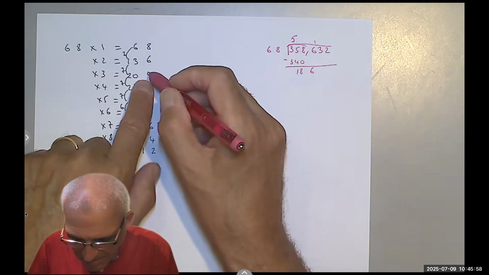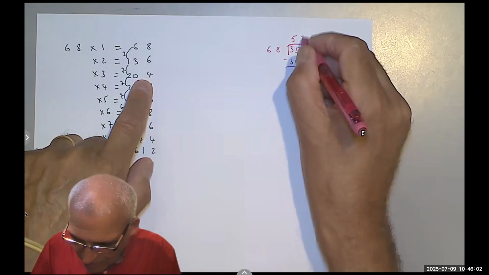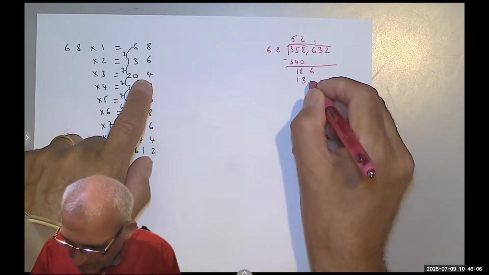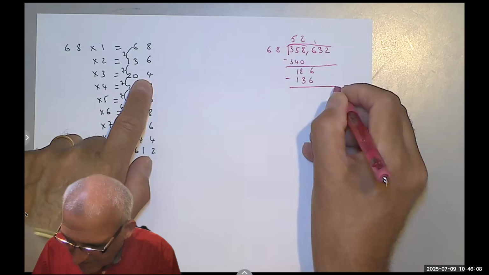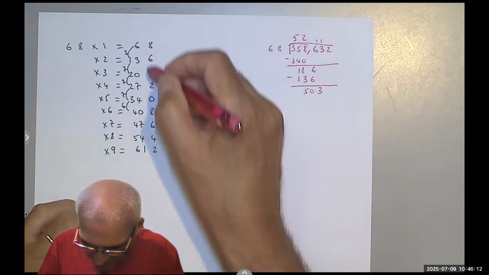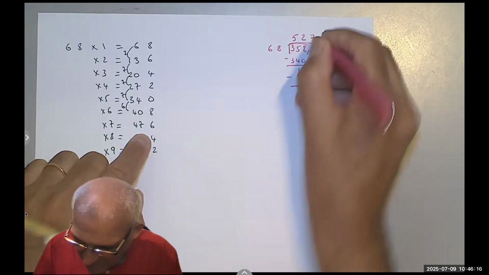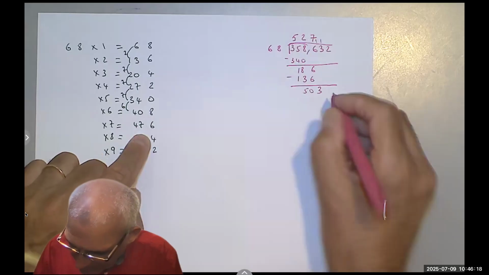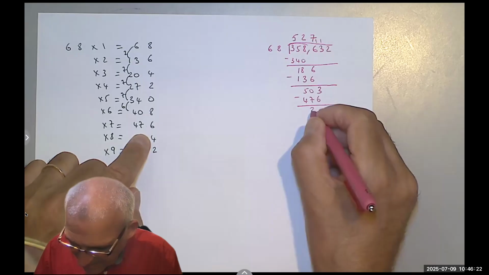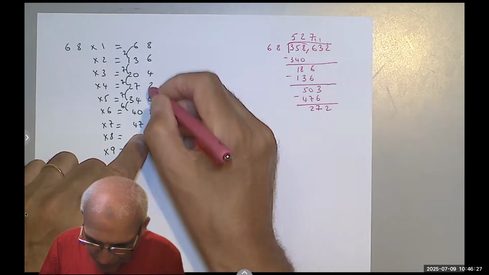It's between 136 and 204, so it's 2. 2 times 68 is 136. You subtract 136, so you get 50. You bring down the 3, 503. It's between 7 and 8, so I enter 7. 7 times 68 is 476. You subtract, you get 27. You bring down the 2, 272, which is 4 times 68.